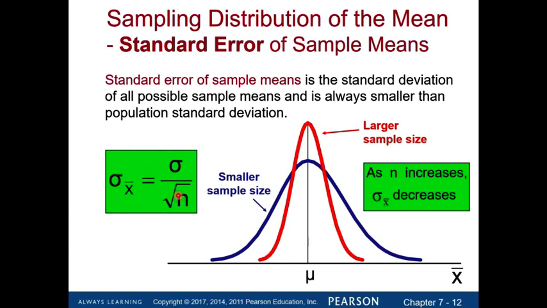Here you can see that if n, little n, increases, then the sigma of x bar is going to decrease. And if the sample size little n decreases, then the sigma of x bar, which is the standard error of sample mean, would increase. If you look at the curve, if you have a smaller sample size, then the distribution of the sample means would be more spread out with a higher variability. If you have a larger sample size, then the sampling distribution would be more concentrated with less variability, or smaller standard error of sample means.